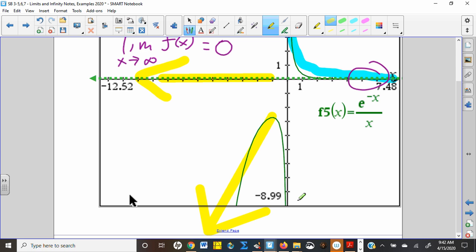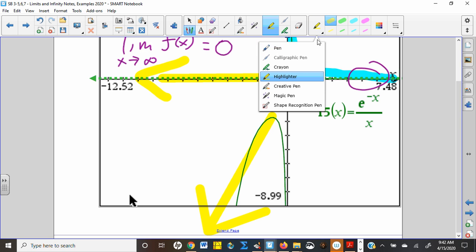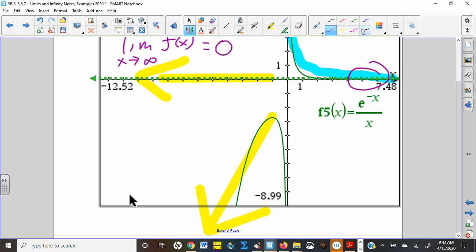And so I would say that the second part of this problem, part B, would be written as the limit as x approaches negative infinity of f of x, that the graph is approaching negative infinity.